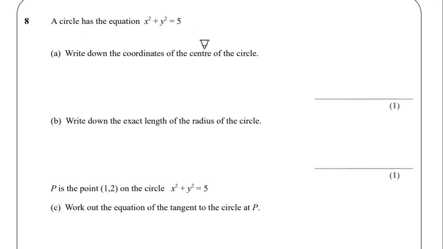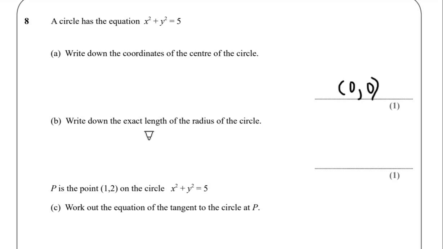Now let's try this one. Here is the equation of a circle. We need to write down the coordinates of the center of the circle. Now x squared plus y squared equals 5, so the center is at the origin. (0, 0) is the center of the circle.